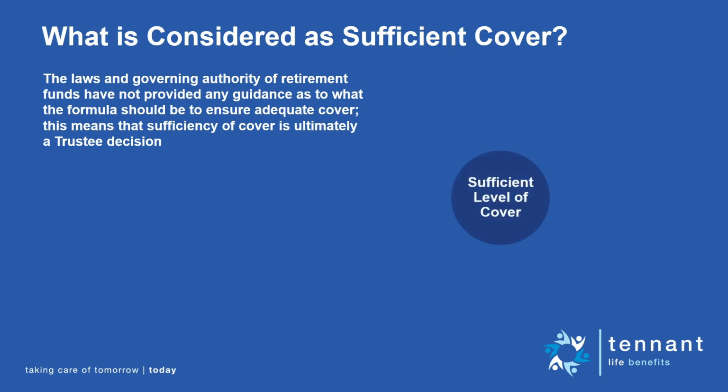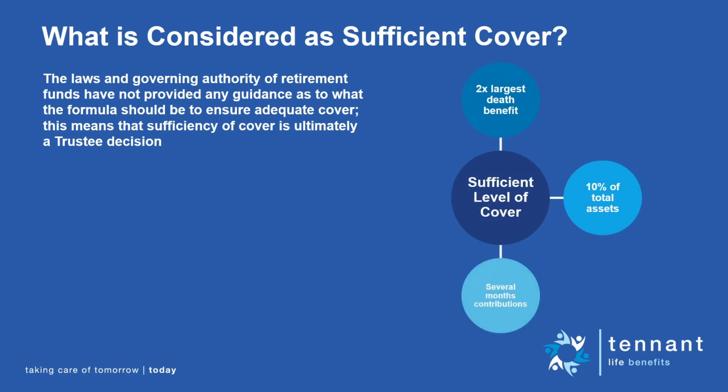Some common suggestions or options in the retirement fund industry that a board of trustees may opt to use as a formula for sufficient cover are 2 times the largest death benefit, a percentage of assets, usually 10% is used for this formula, or several months' contributions, or a minimum cover of 1 million rand. The current cover in place for most of the funds that Tenant administers is based on the 10% of assets formula. These policies are reviewed annually to ensure that cover is still sufficient to the best of the trustee's ability.